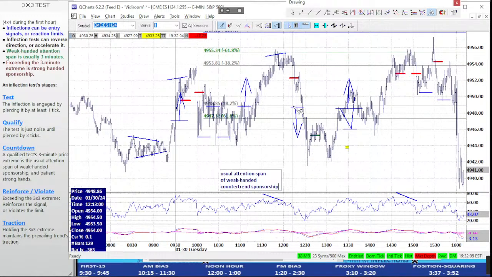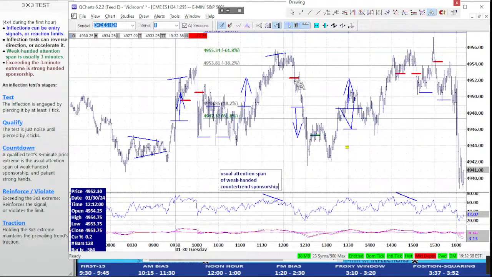And this is where it all comes together, the usual attention span. The usual attention span is 3 minutes. I don't know why, but it is 3 minutes. Actually, during the first hour, it's 4 minutes. And actually, at any given time of day, it's arbitrary. But we have to have something, so we have 3 and 4 minutes. So 4 minutes during the first hour, if you look at the sidebar, 3 minutes any other time of day, that's the usual attention span.